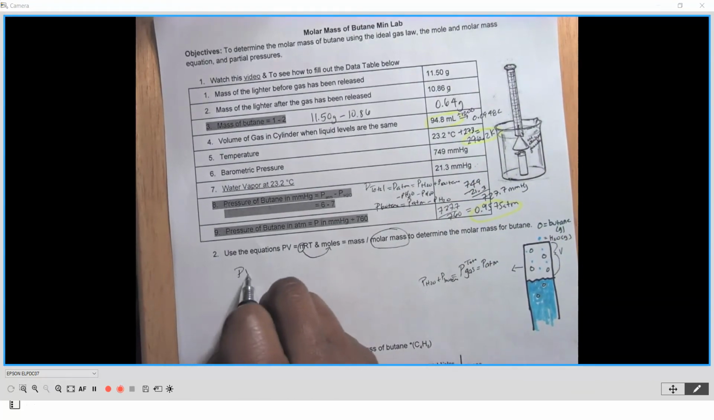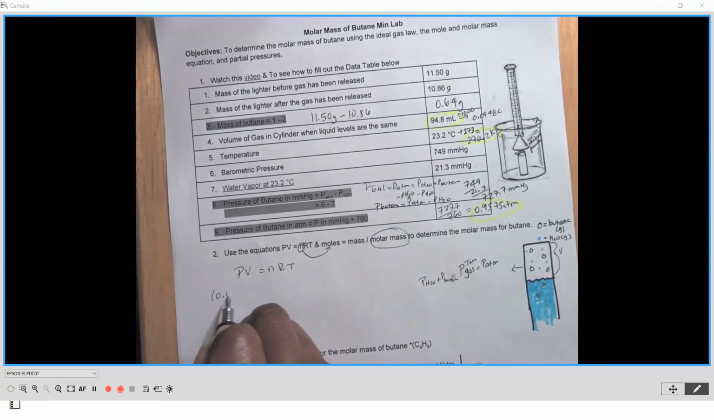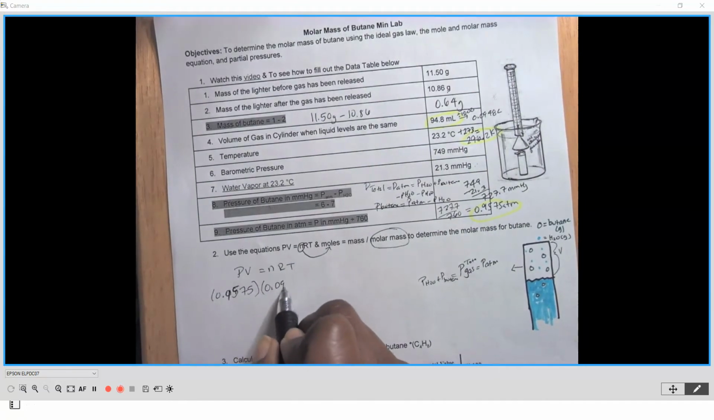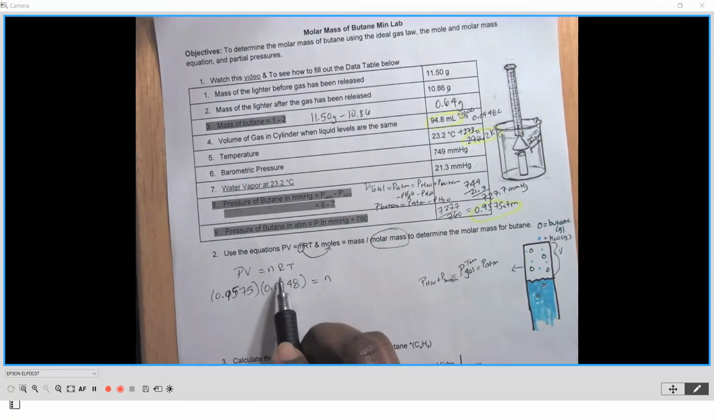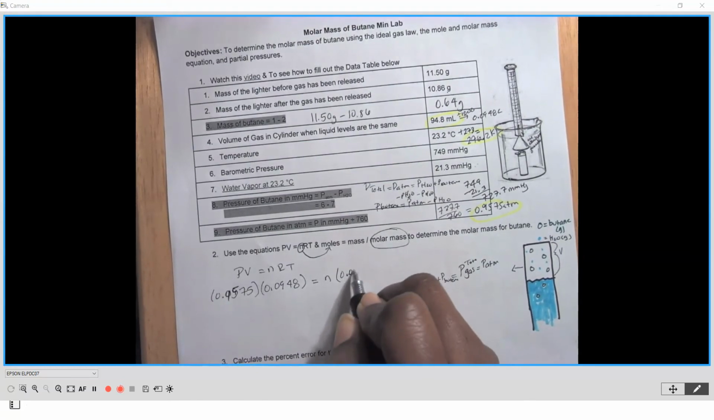Here's my temperature. All right, I can go ahead and plug these into my PV equals nRT. So let's just rewrite that. PV equals nRT. For my P, it's going to be 0.9575. The volume here in liters is 0.09448. My moles will be n, that's my unknown.